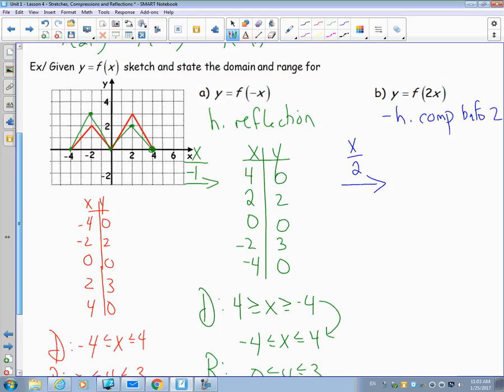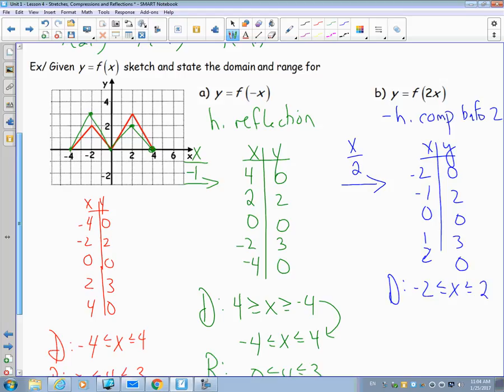And we said our rule was whole numbers are compressions for horizontal things. Okay, let's take our red table again. Divide everything by 2 for the x's. So -2, -1, 0, 1, 2, and 0, 2, 0, 3, 0. Our domain, you can divide those x's by 2. So we'll go from -2 up to +2.